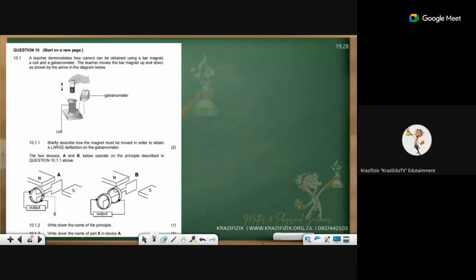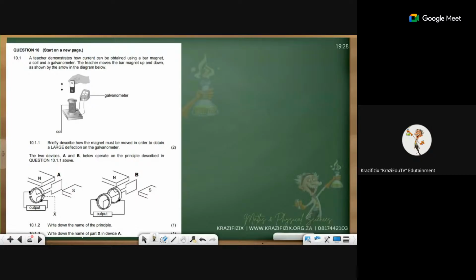A teacher demonstrates how current can be obtained by using a bar magnet, coil and the galvanometer. The teacher moves the bar magnet up and down as shown. That's electromagnetic what? Induction. Briefly describe how the magnet must be moved in order to obtain a large deflection. What would you do?